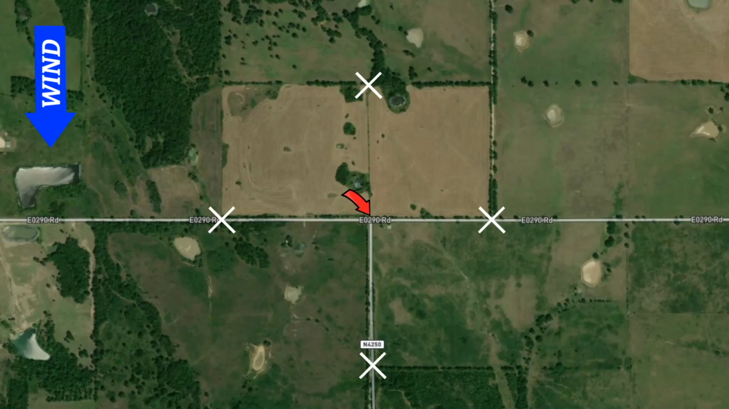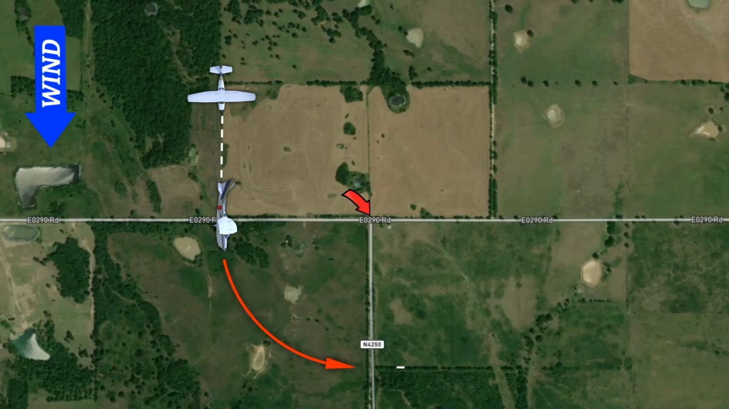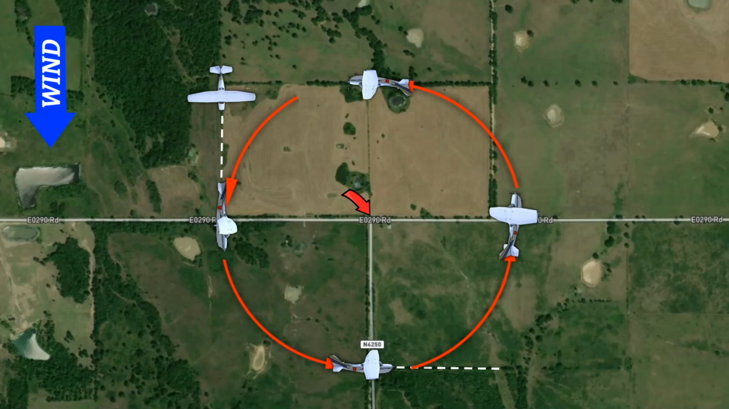For example, if I choose this intersection as a reference point, I might fly over this tree line here at the beginning. Then, as I make this first turn, I might fly over this tree line over here that's the same distance as the other one. Then, I'll fly slightly to the right of this road and then this other tree line over here. Then I'll fly back over my original point.